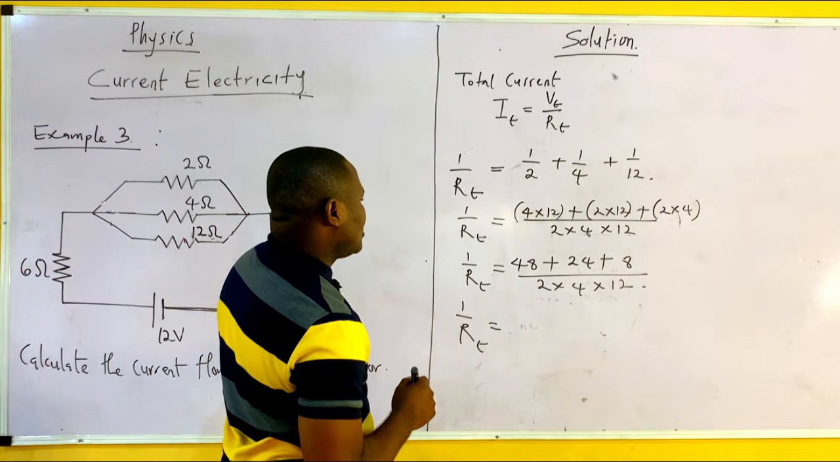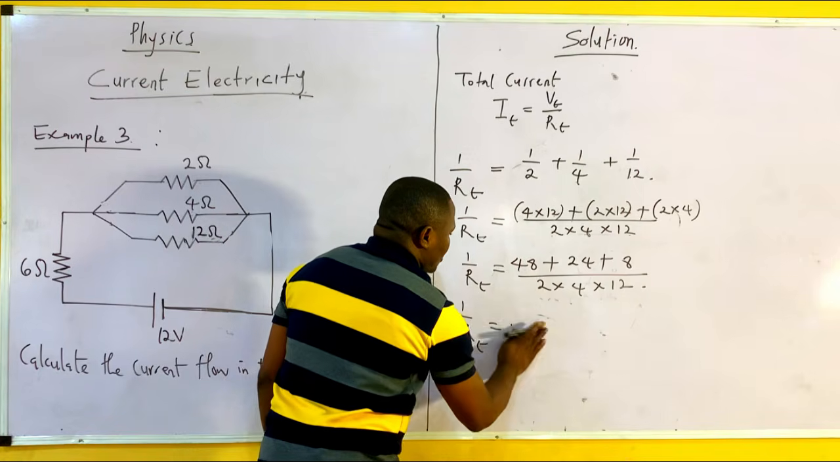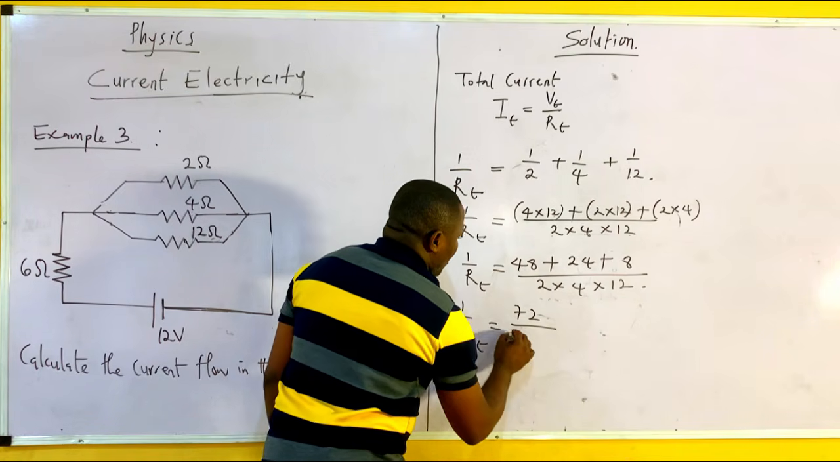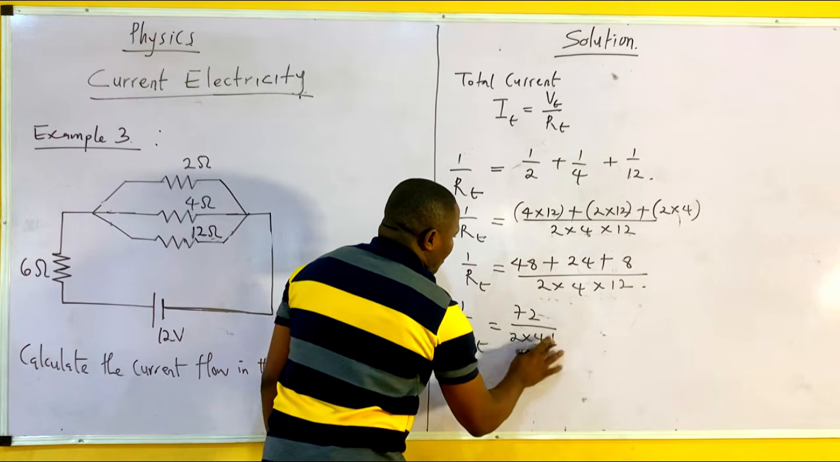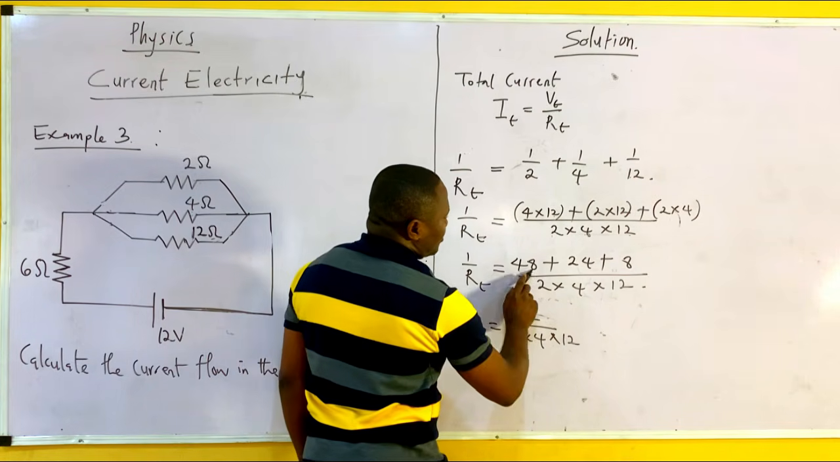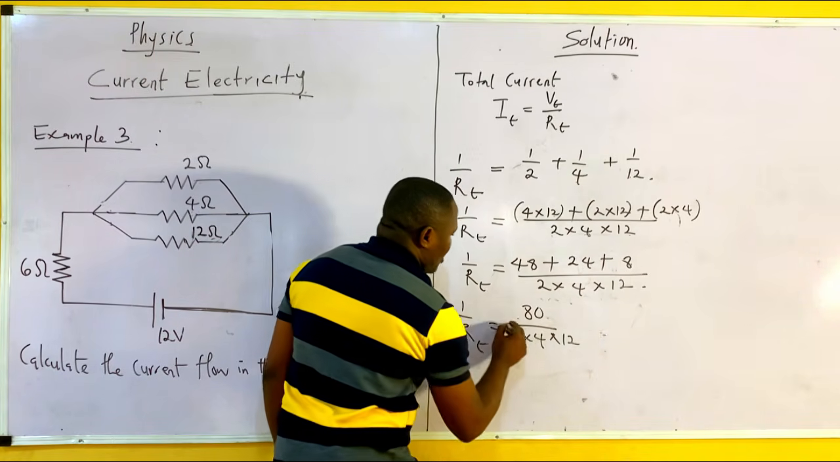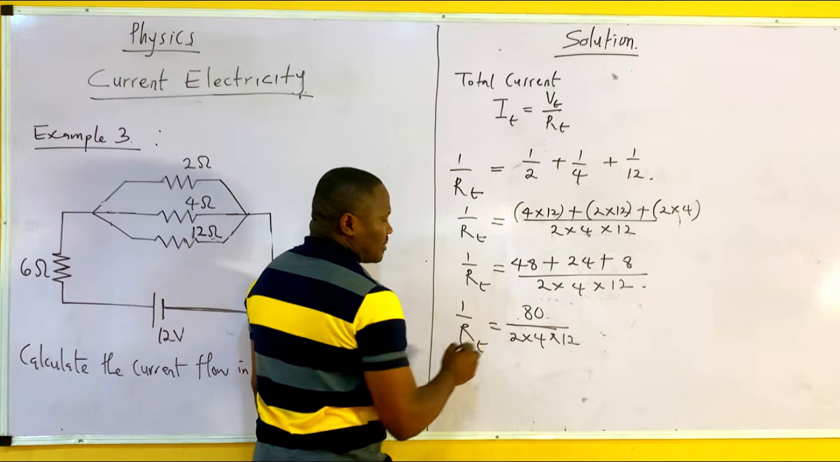You have 72 over 2 times 4 times 12. And that's what you have there. Sorry, 72 plus 8, that's 80. So we have here 80 over 2 times 4 times 12.